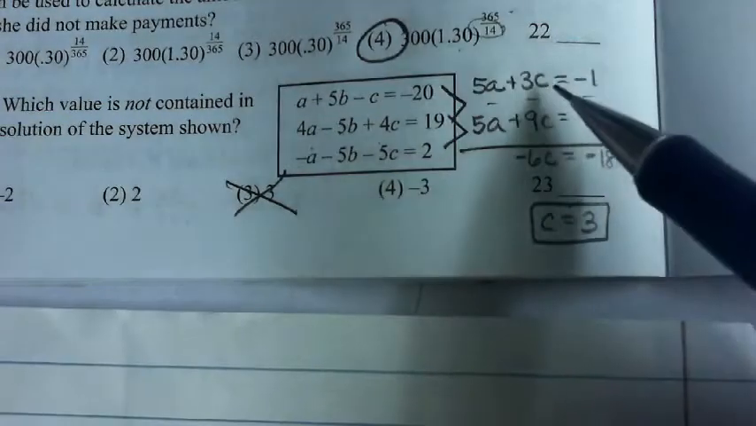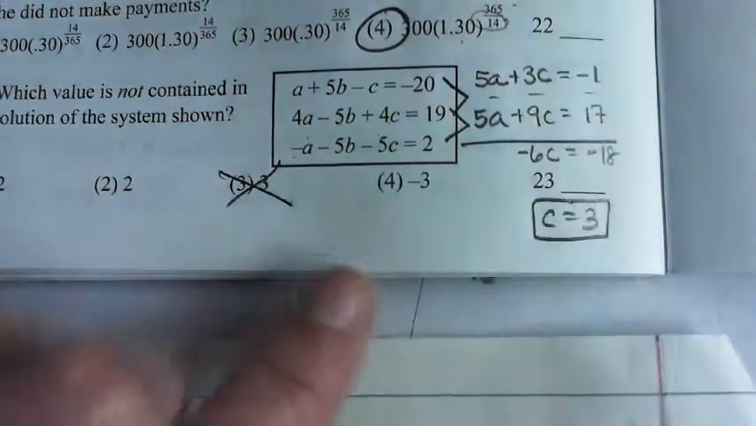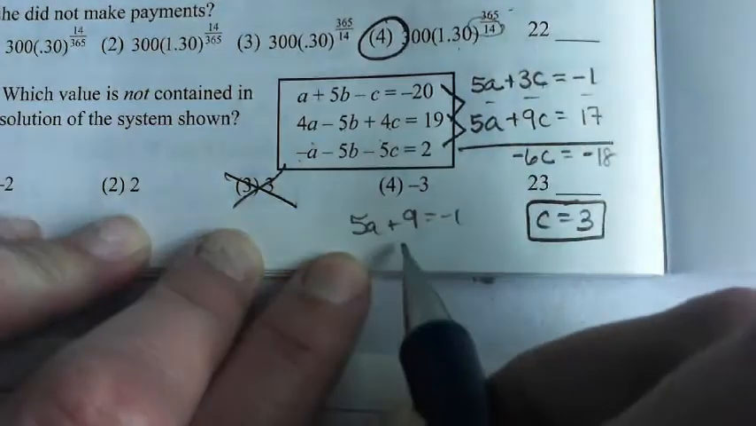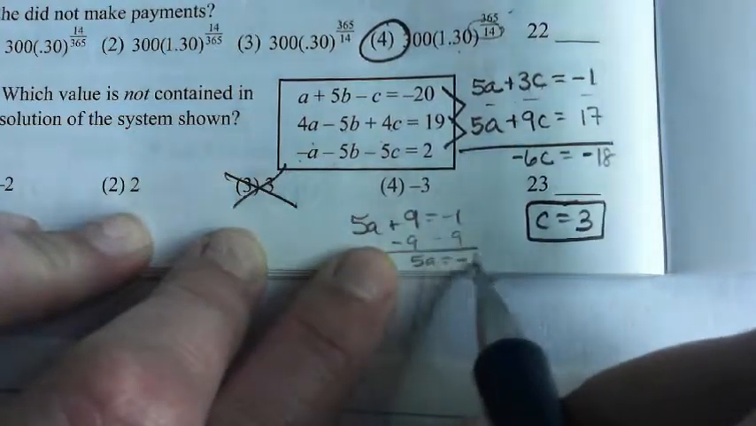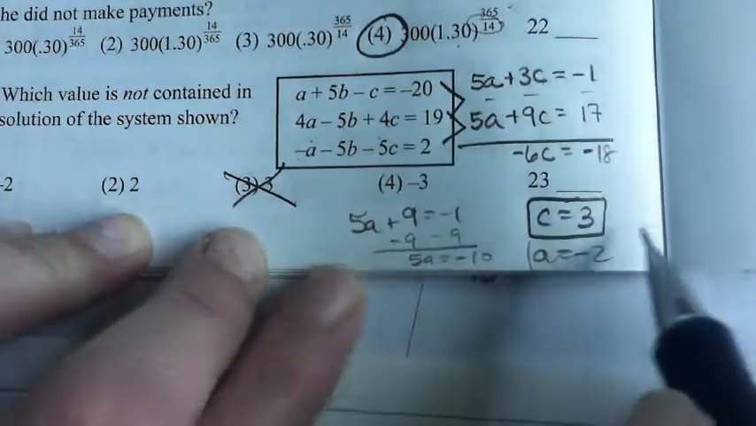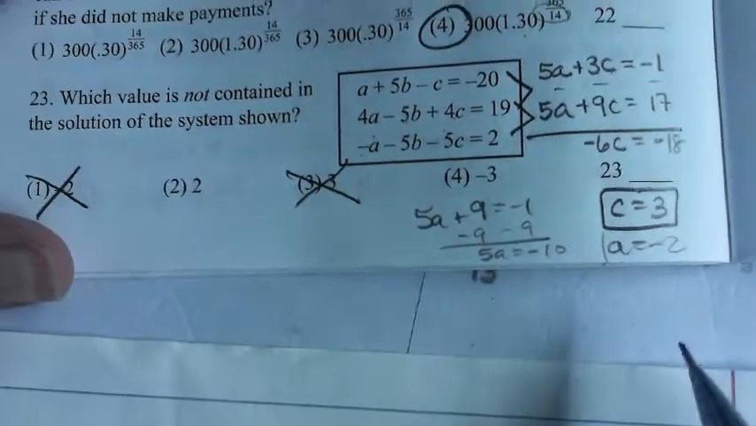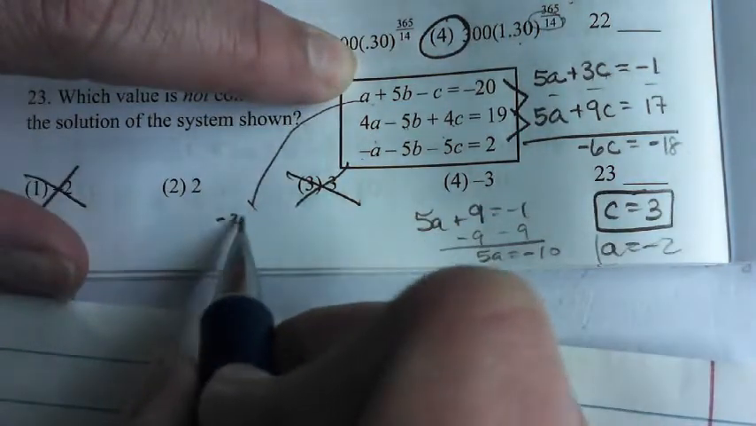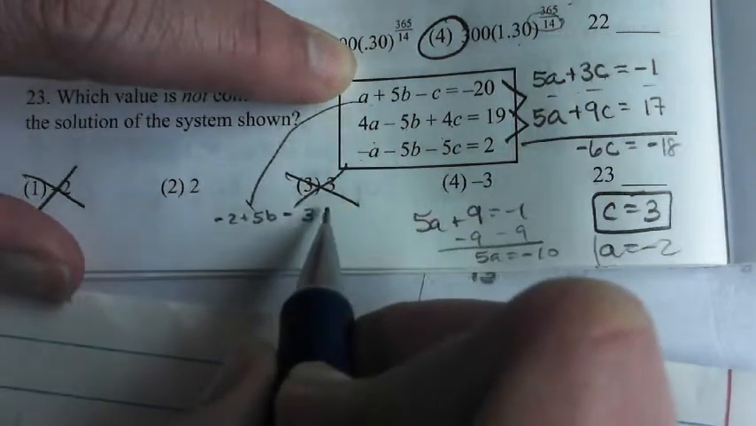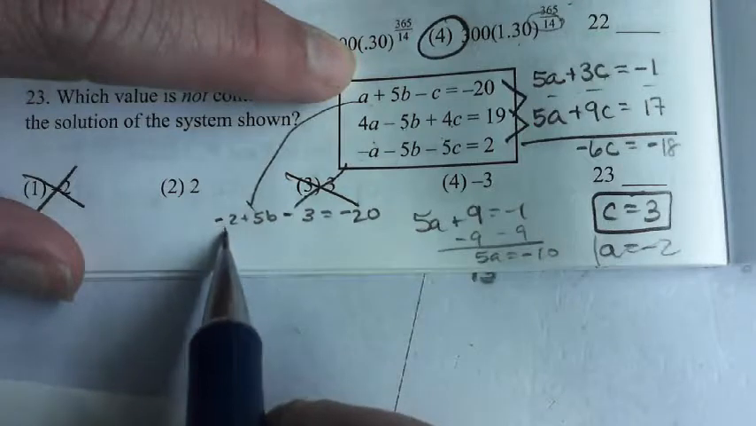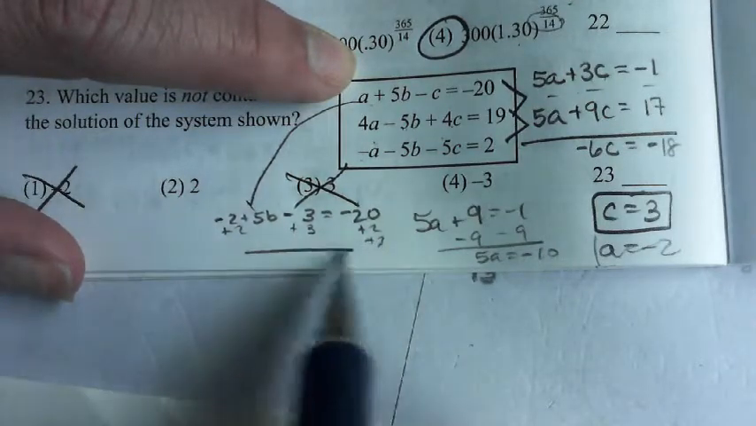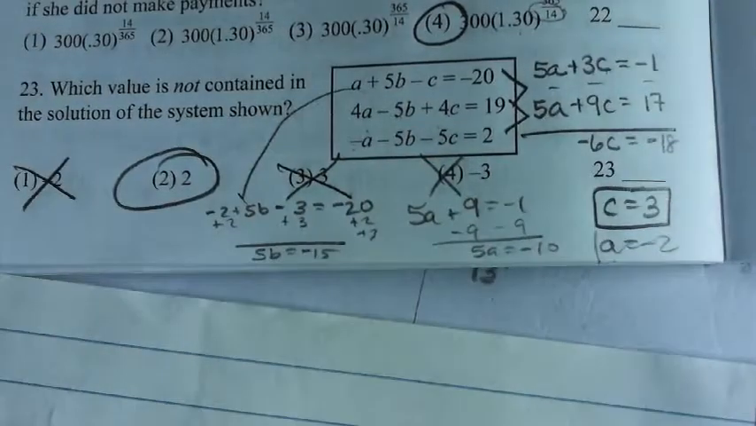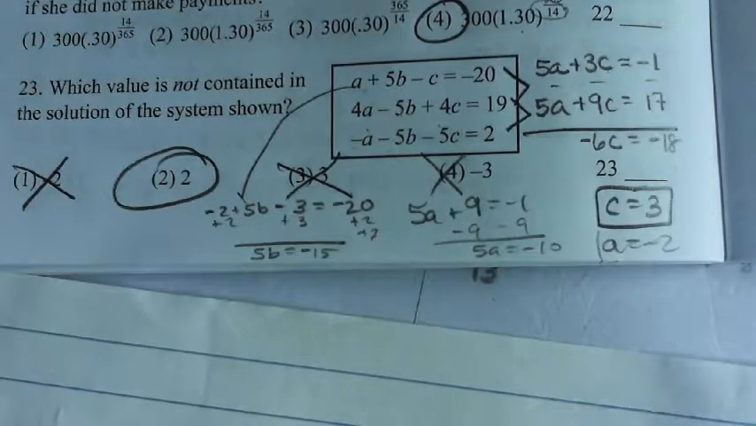Once you know C, I'm going to go back here to find A, one of these two equations. So 5A plus 3 times 3 is 9 equals negative 1. Subtract 9 from both sides. We get 5A equals negative 10. So A is negative 2. So option 1 is out. And once you know A and C, we can go back to an original and find B. So A is negative 2 plus 5B minus my 3, which is the C, equals negative 20. I can add 2 over, add 3 over. I get 5B equals negative 15. So B is negative 3. So 2 is the only one that's not in the solution system. Very good.